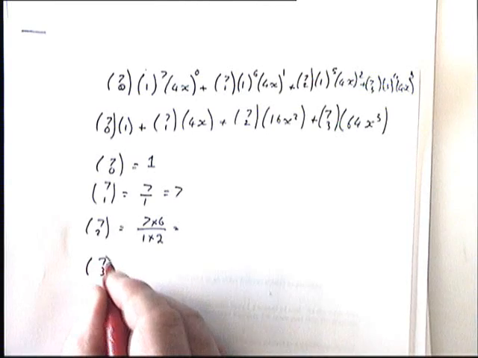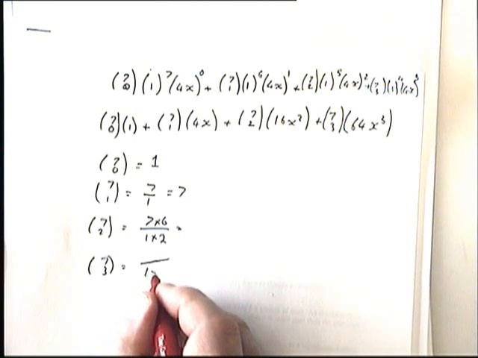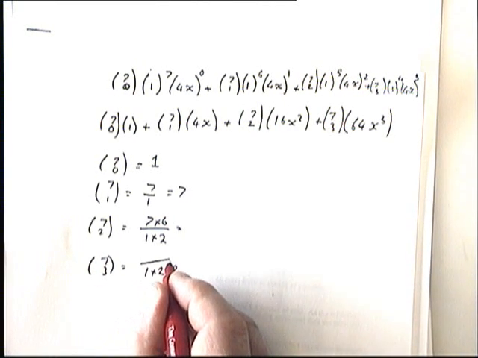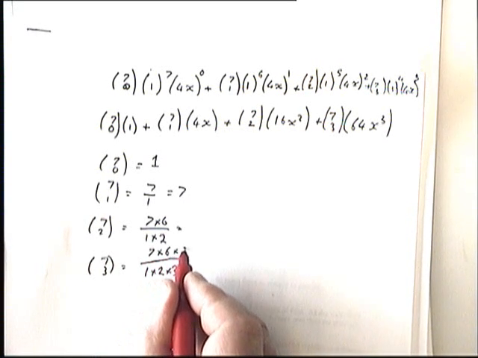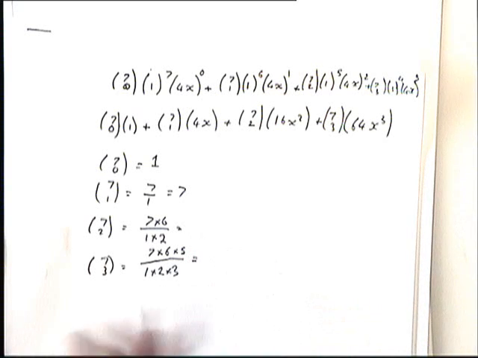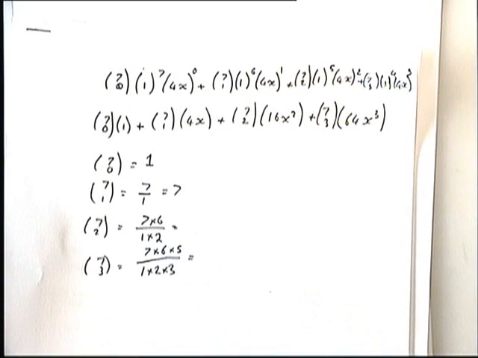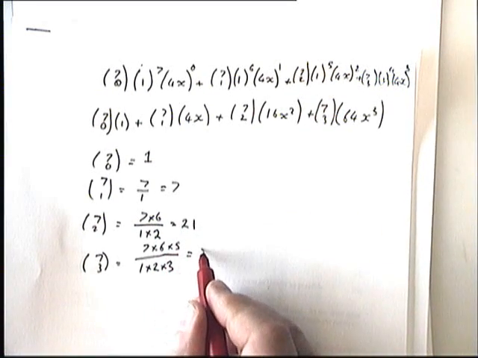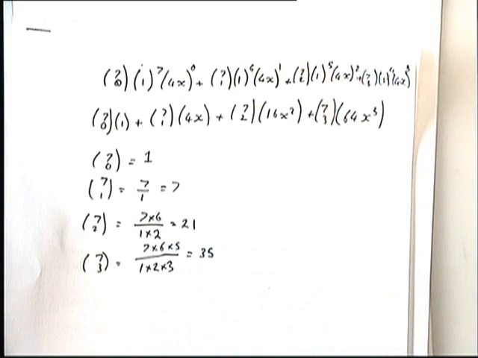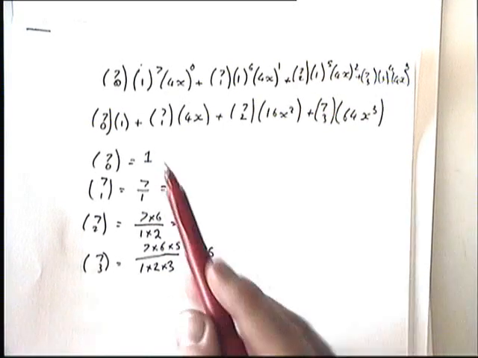So the next one, 7C3, will be 1 times by 2 times by 3. So we need 3 on top, so it's 7 times by 6 times by 5. The full definition of this is available in your books. This is just a shortcut. And if we work those out numerically, we get 21 and 35. Okay, so that's one way of doing it. And in a minute we're going to substitute those.